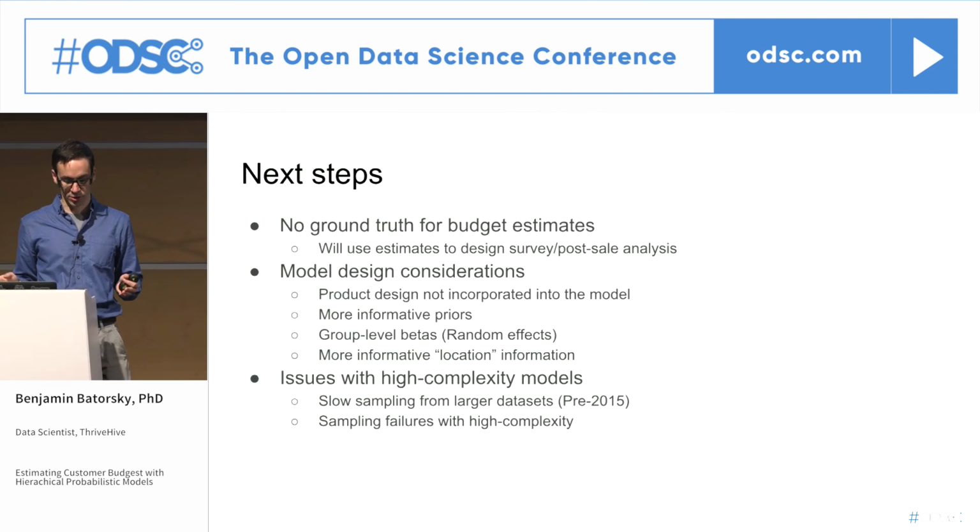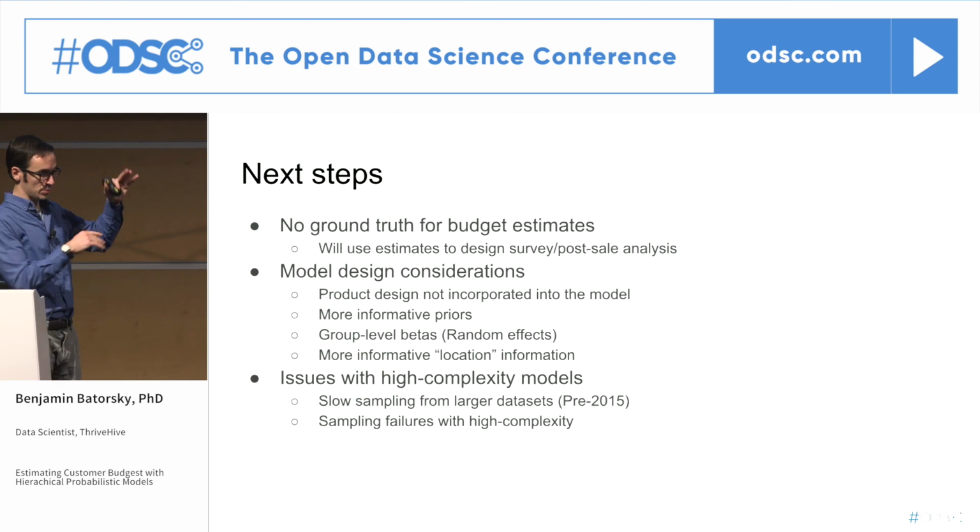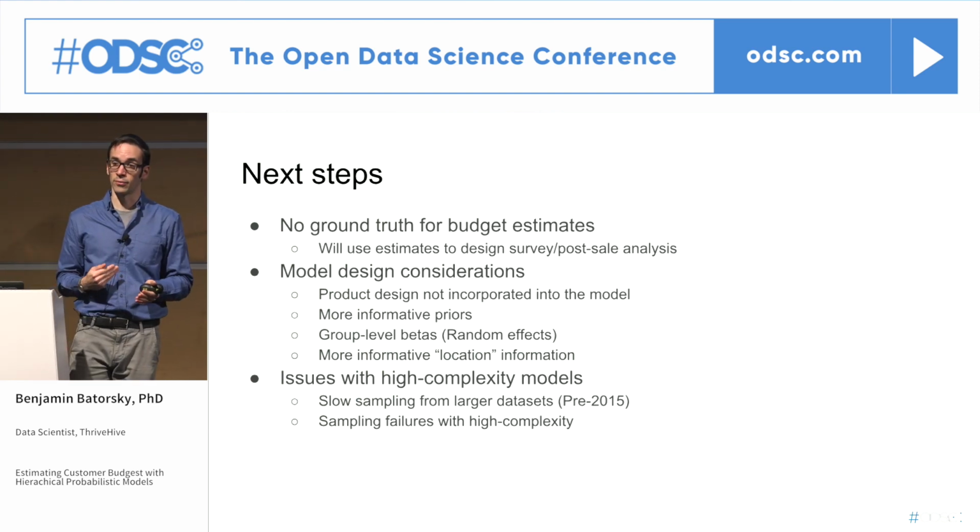Having more informative priors, I talked about that a little bit. It seems like the spends are log-normally distributed. It's fairly okay, except for those bimodal distributions, but there are probably more informative priors that we could apply to the model that we're using.